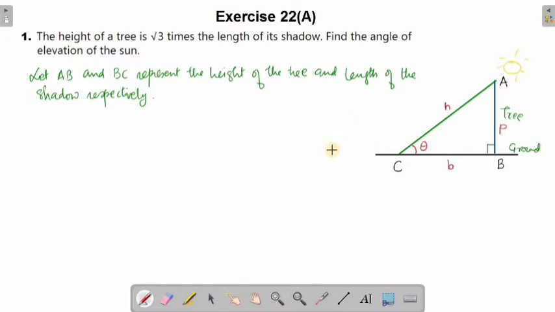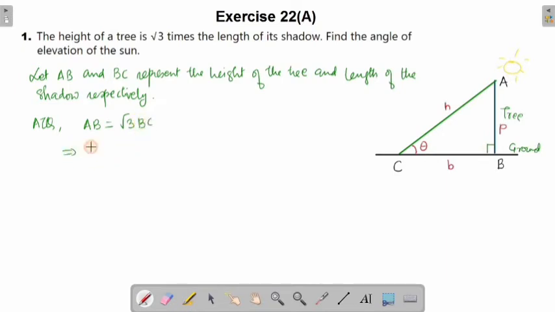Now we have yet another thing to remember, that is the height of the tree is root 3 times the length of the shadow. Now according to the question, height of the tree, what is height of the tree, by the way? AB is the height of the tree. So AB is given to be root 3 times the length of its shadow. Shadow is BC, isn't it? So it is root 3 times BC.